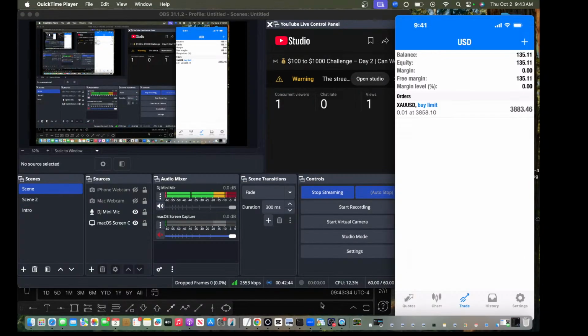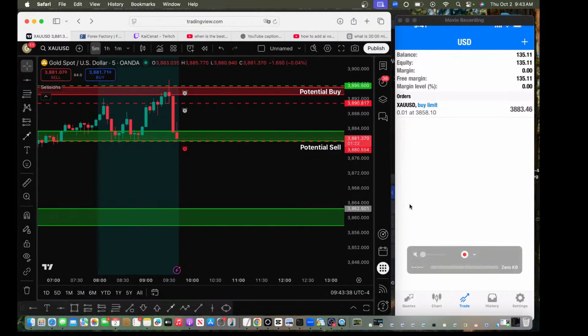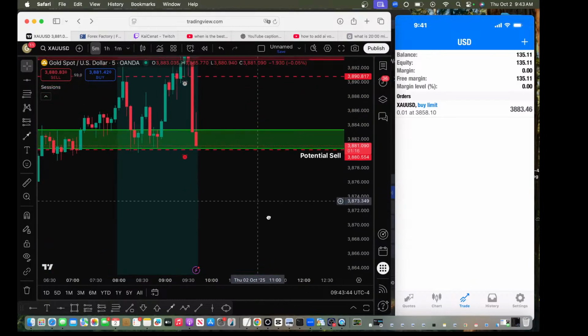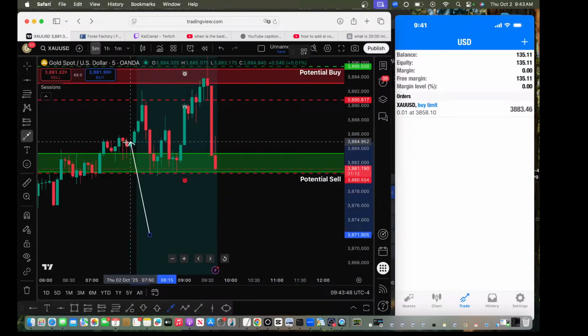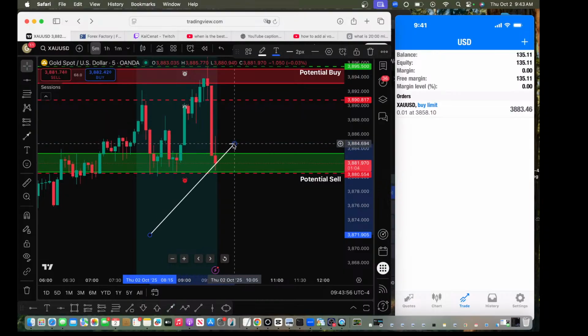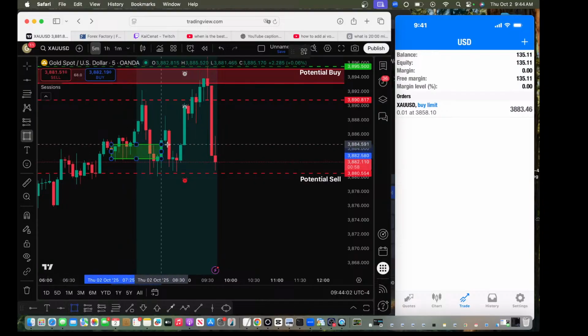All right, guys, I'm back. Let's get into it. All right, so boom. Let me explain what's going on. This was the area of structure until price indicated that the sellers may be about to take over, right? So let me show you in real time what happened. I'm going to show you so you understand.